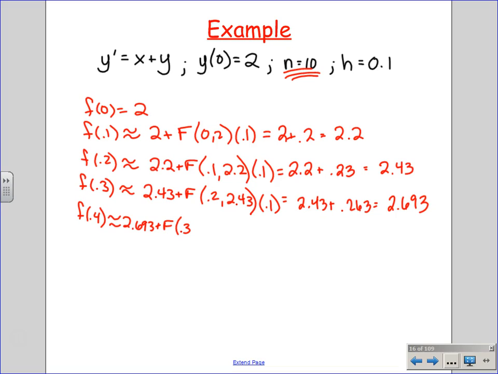Two. It's 2.63 times 0.1. There you go. Probably Euler. All right, Noah Leash.